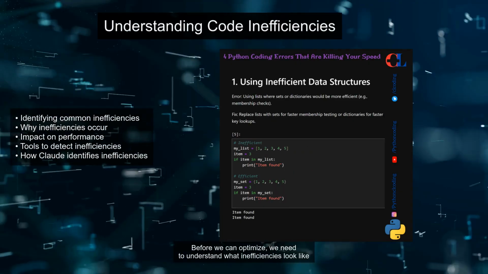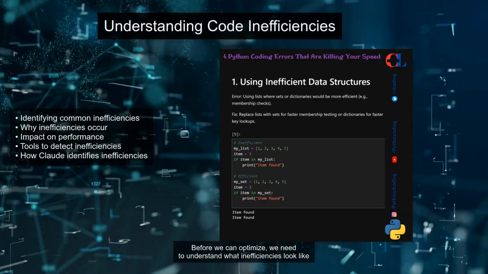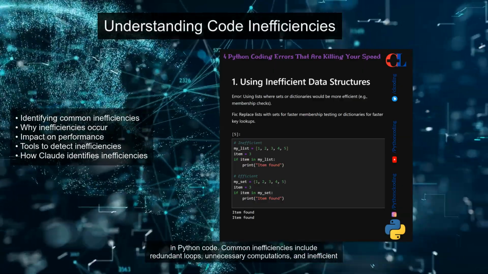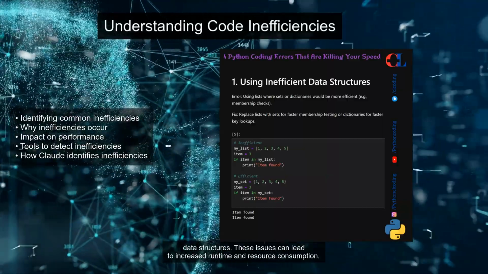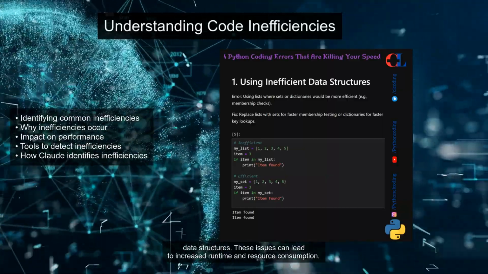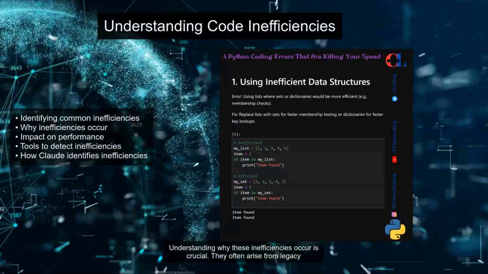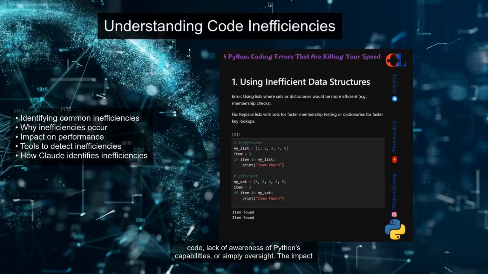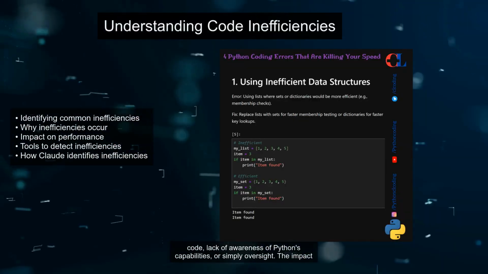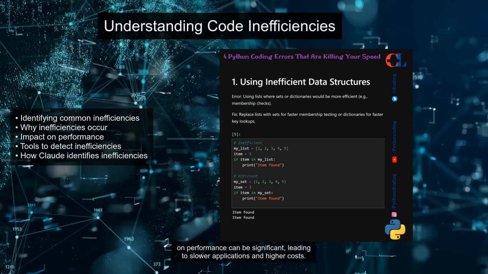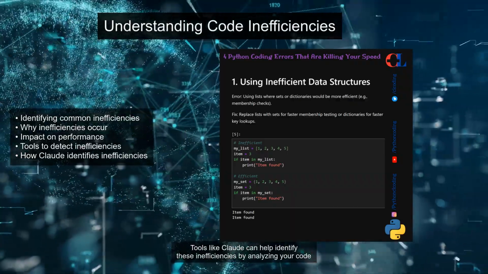Before we can optimize, we need to understand what inefficiencies look like in Python code. Common inefficiencies include redundant loops, unnecessary computations, and inefficient data structures. These issues can lead to increased runtime and resource consumption. Understanding why these inefficiencies occur is crucial. They often arise from legacy code, lack of awareness of Python's capabilities, or simply oversight. The impact on performance can be significant, leading to slower applications and higher costs.